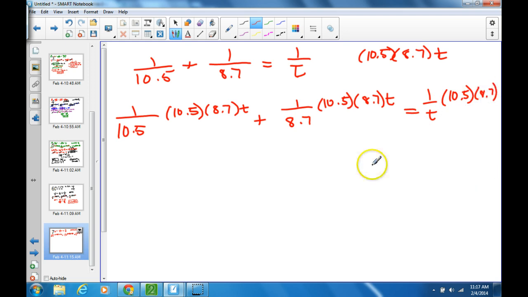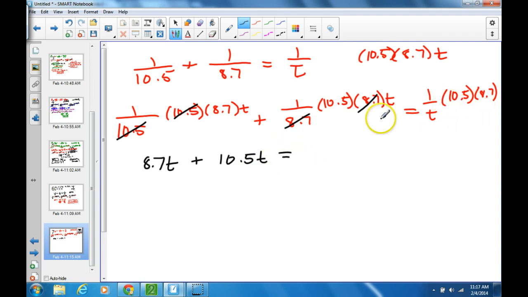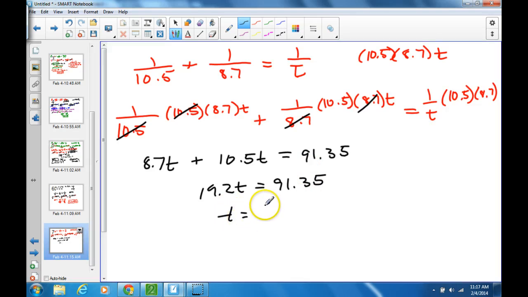Okay, so what can I cancel out here? Those ones, so I'm left with 8.7t, plus, this one cancels here, so I'm left with 10.5t, and then equals 91.35. So if I add these together, 10.5 plus 8.7, 19.2t equals 91.35, then divide. Okay, so t equals 4.76 hours, and that's how long it would take them to work together.